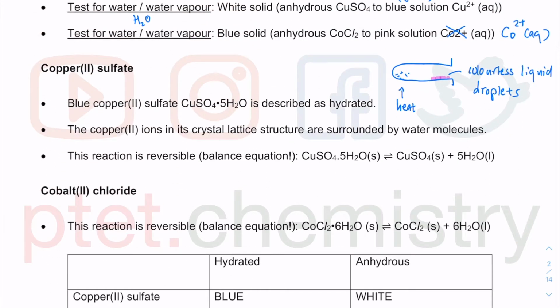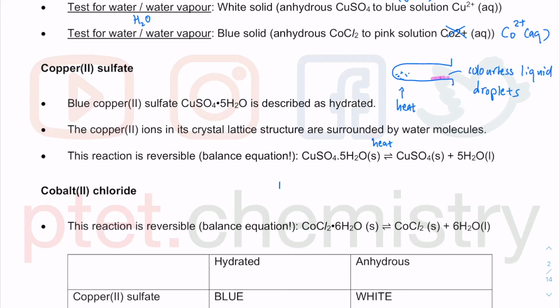So just a brief recap, copper(II) sulfate is going to be blue when it's hydrated, and the copper(II) ions are surrounded by water molecules. This is called water of crystallization. There are water molecules trapped within the crystalline lattice, and this reaction is reversible. So in reversible reactions, you have to balance your equations. This is a solid going to solid. As you apply heat, the water of crystallization comes off. It comes off as a liquid, but actually it vaporizes first, and then it's going to condense on the upper part of the tube as liquid water. So this is 5H2O, CuSO4 dot 5H2O.